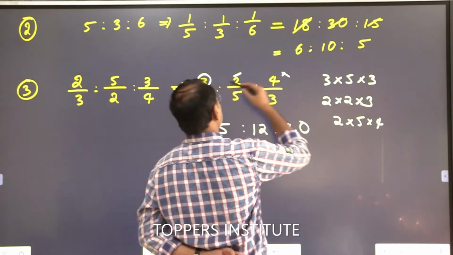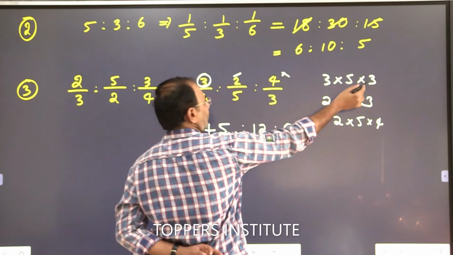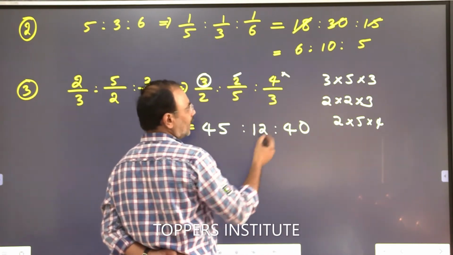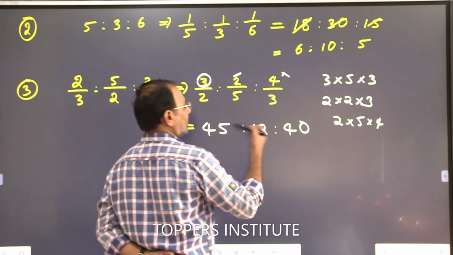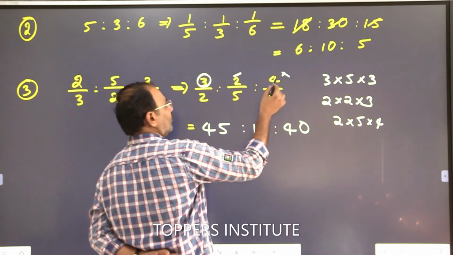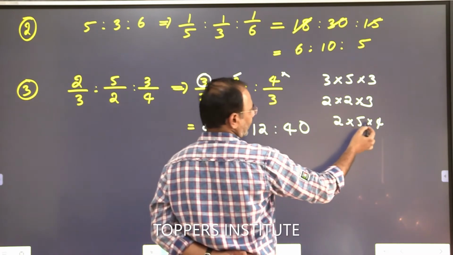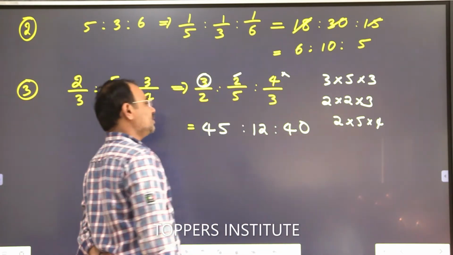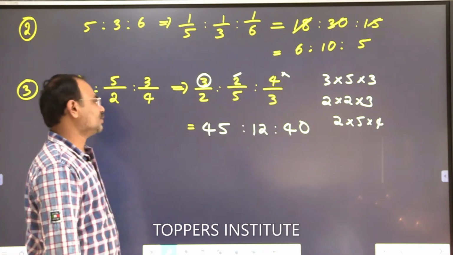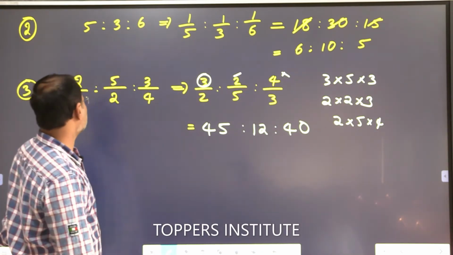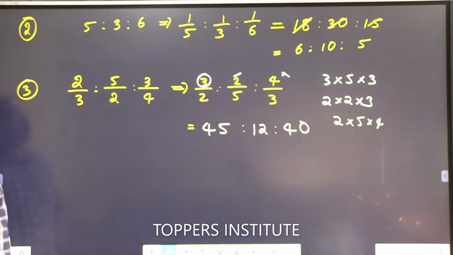3 into 5 into 3: 3 5 15, 15 3 is 45. Next, 2 into 2 into 3: 2 into 2 is 4, 4 3 is 12. Next, last term 2 5 4: 2 5 10, 10 4 40. So 45 is to 12 is to 40, there is no common factor. So 45 is to 12 is to 40 is the inverse ratio of the given ratio 2 by 3 is to 5 by 2 is to 3 by 4, right.